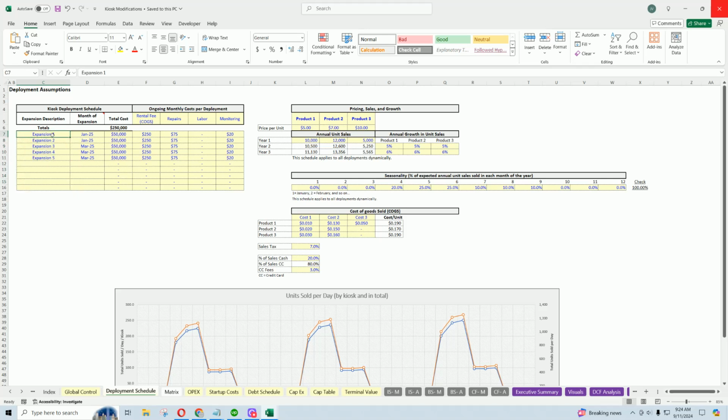And for each machine, you could define the description, the month that the deployment happens, the total cost, and then the first new thing here would be ongoing cost per month per deployment. So in this case, we're saying this deployment here cost us 50,000. Also, once we get going, it's going to be $250 a month in, let's say, a rental fee. And then you've also got some ongoing costs, repairs, labor, and monitoring, or what have you. And these would be monthly costs.